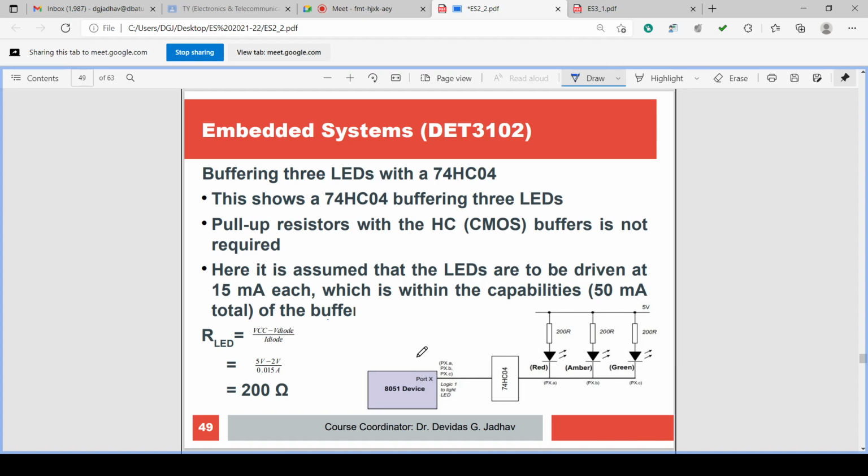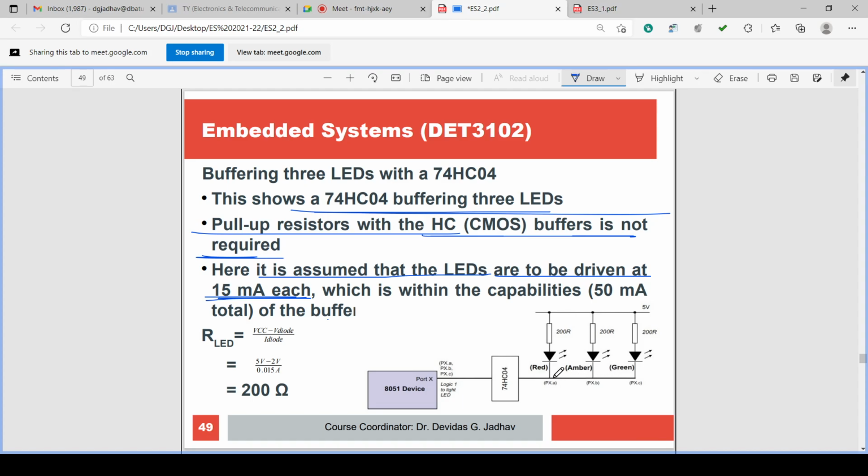So this shows 74HC04 buffering 3 LEDs. 3 LEDs are buffered. Pull-up resistors with the HC CMOS buffers are not required. Whatever pull-up resistors were required are not required in this case. Here it assumes that the LEDs are driven at 15 milliampere each. One LED requires 15 milliampere, the second LED requires 15 milliampere, the third LED requires 15 milliampere.